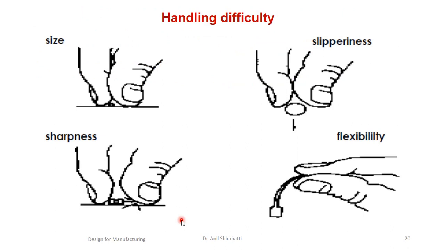Next is handling difficulties. So we have to see size. If the size is very small, again there will be a problem with handling by hand. If it is very sharp, it is very dangerous. It should also not be flexible enough, so that even while transporting or taking it, it should not break, and it should also not be very slippery. So during the design phase itself, you have to think about all these four parameters, that is size, sharpness, flexibility and slipperiness. This is related to material handling or equipment handling.